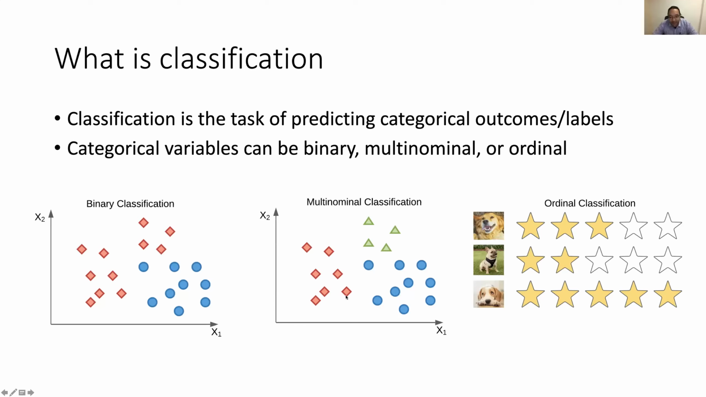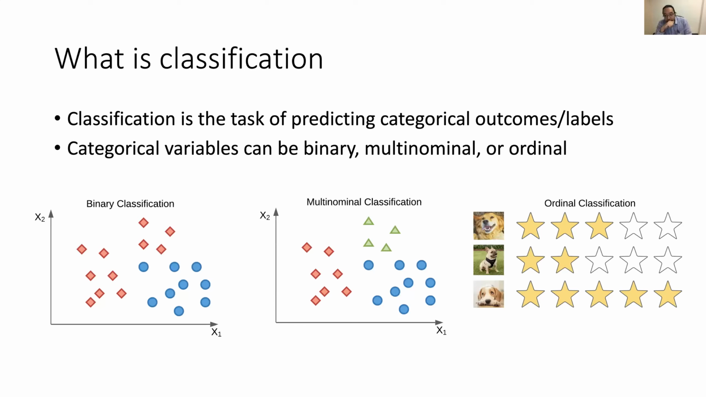But in the middle here, we have multinomial classification. So that's when you have more than two classes or outcomes or labels, whatever nomenclature you want to use. I'm representing that here as circles, diamonds, and triangles, right?